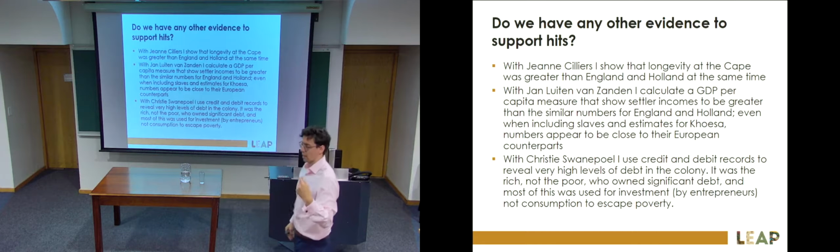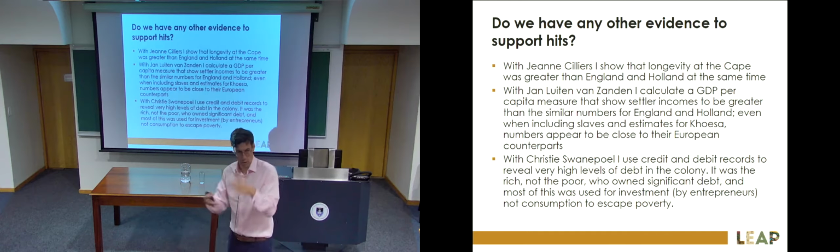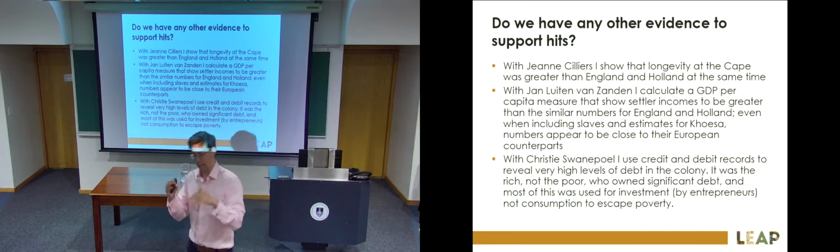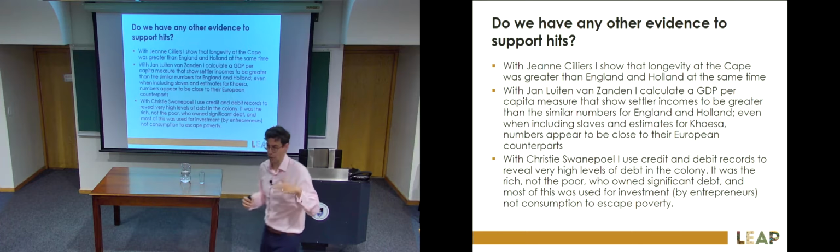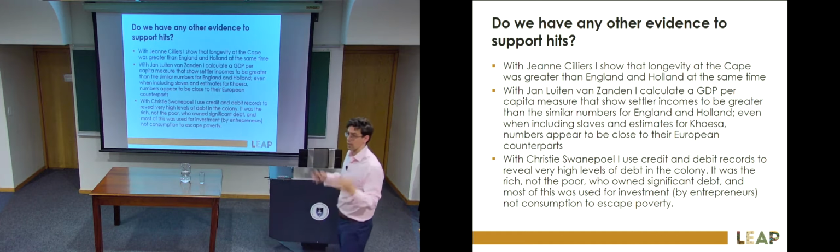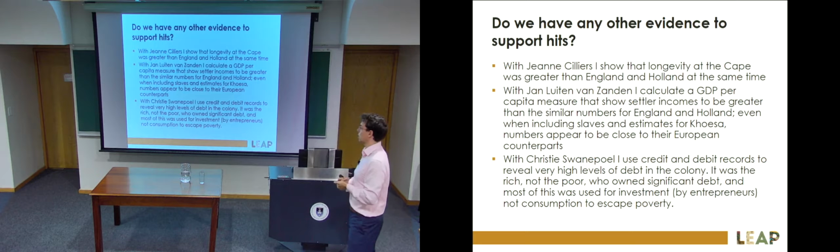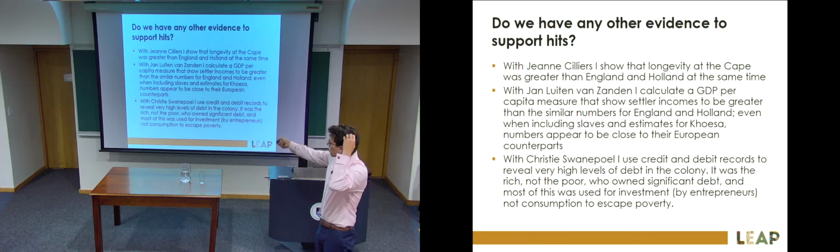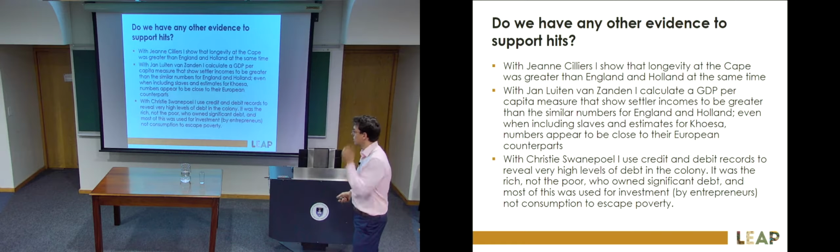Even if you add enslaved people and Khoisan people to this, right? So you have to make very strong assumptions about this, but then GDP levels are slightly below England and Holland, so it's still quite an affluent society if those groups are added. And then finally, I think the most interesting work is with also a former PhD student that's now at the University of Western Cape.